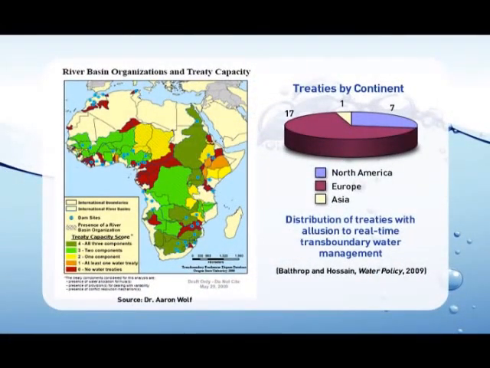There are only a handful of treaties that address data sharing. Almost all of these treaties are for Europe or North America. None exist for Africa, South America, and Asia, where they are needed most. Even if there existed a rosy scenario of all nations sharing information, figuring out transboundary flow will still remain a very hard problem to solve.